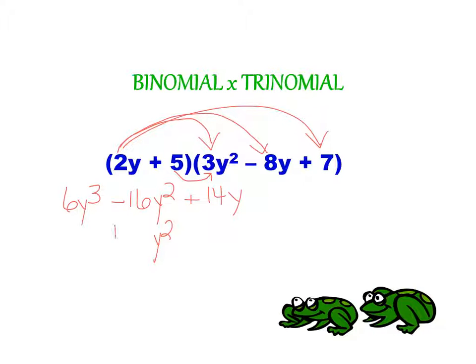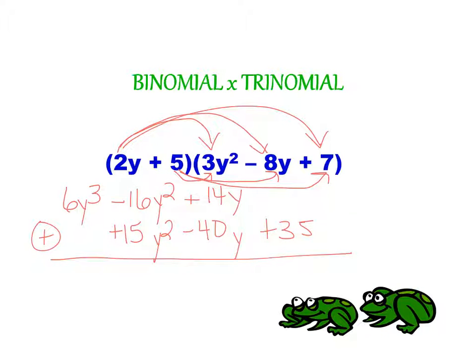5 times 3 is 15. I'm going to distribute the 5 over here. 5 times -8y, so they have a y. And 5 times -8 is -40. And then distribute the 5 here. That gives me +35. So now I'm just going to add my like terms.